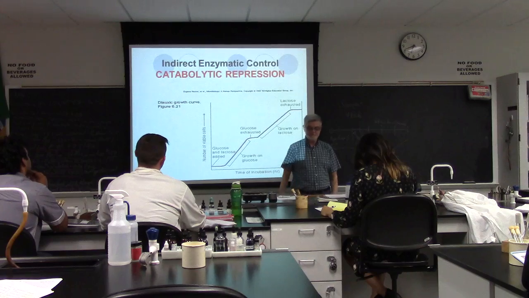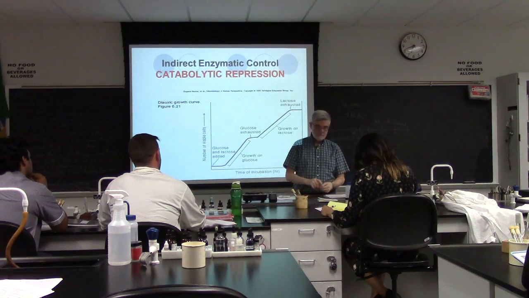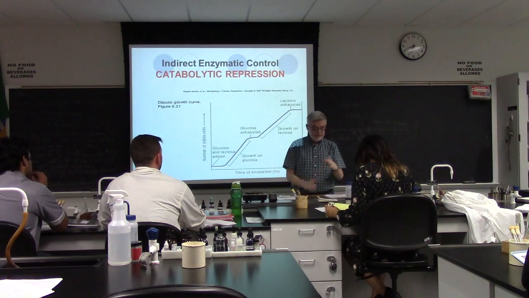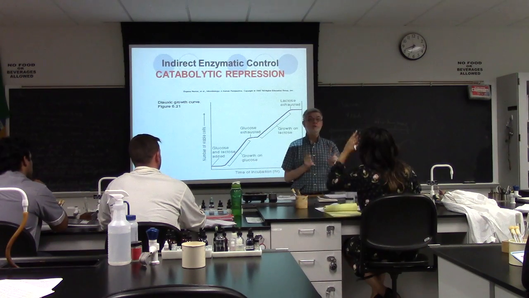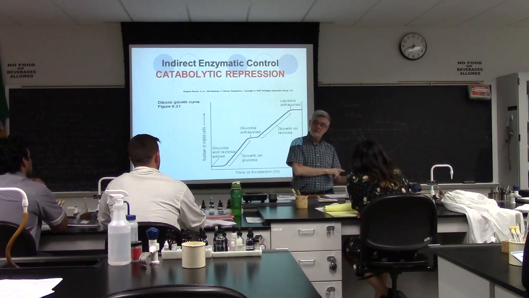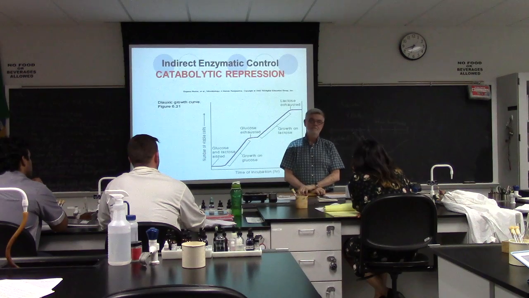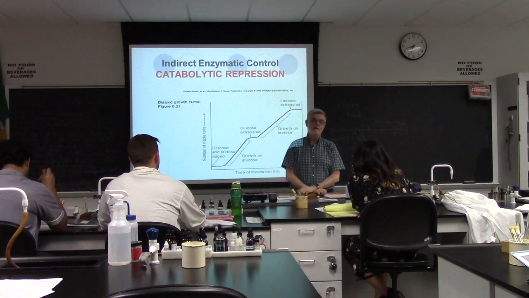Here's what happens. When a cell, like E. coli, is put into this substrate, or a dish, where both a constitutive substrate and an inducible substrate exist at the same time, the plasma membrane forbids the inducible substrate from passing through.